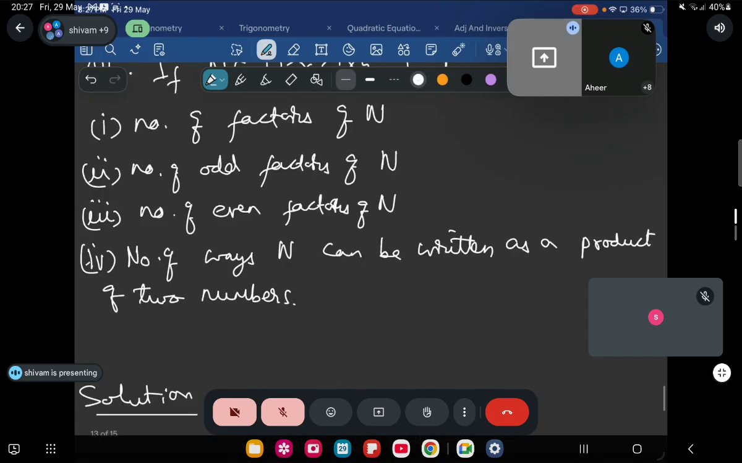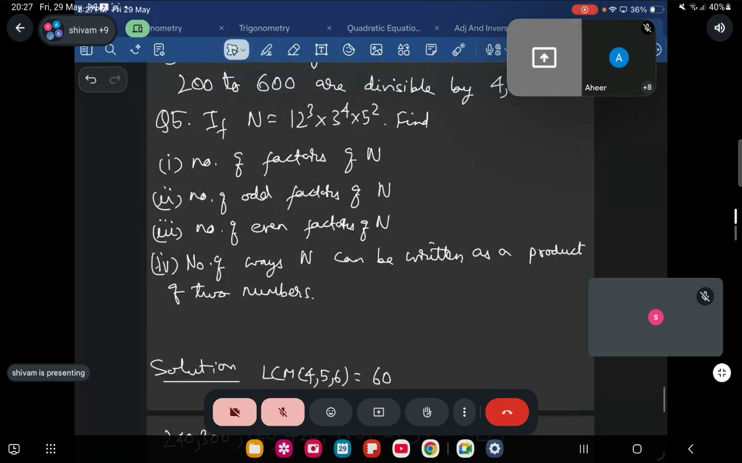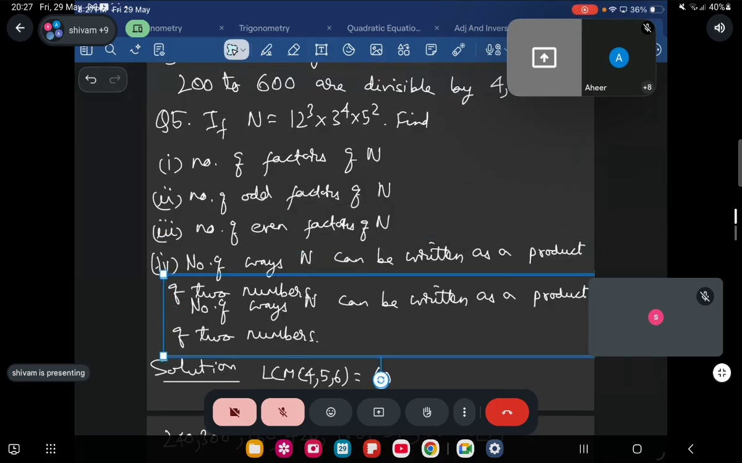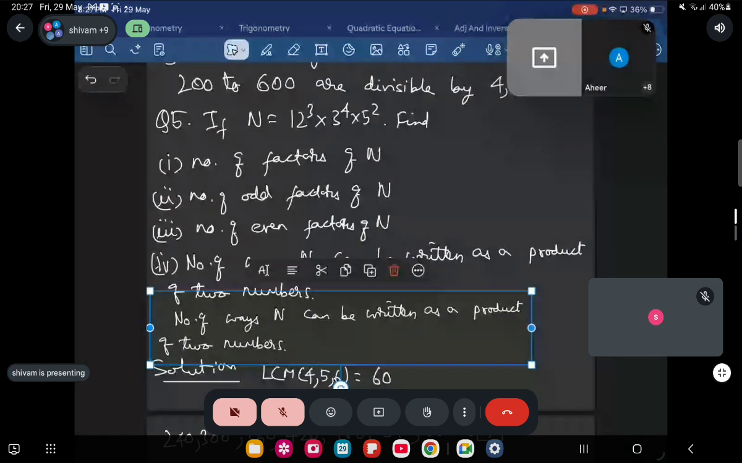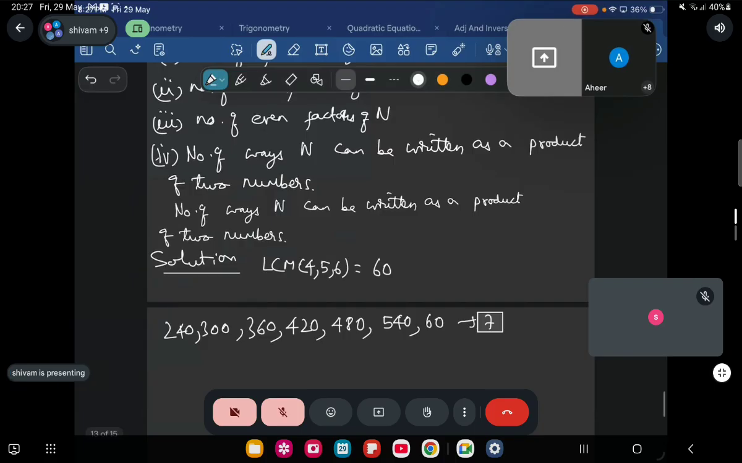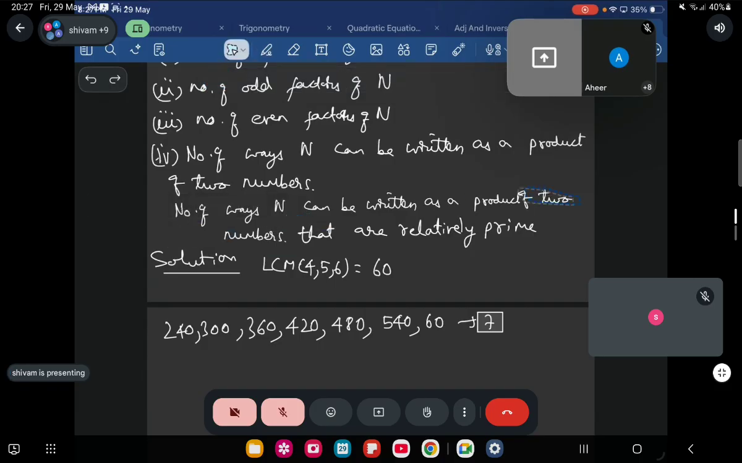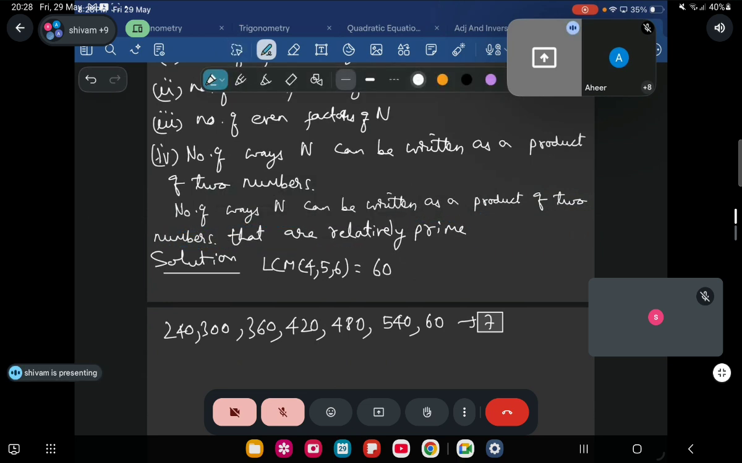So those who have done pipe part 1, 2, 3 and 4, for them I have another question. Find the number of ways in which n can be written as a product of two numbers that are relatively prime to each other. Okay. Solve.